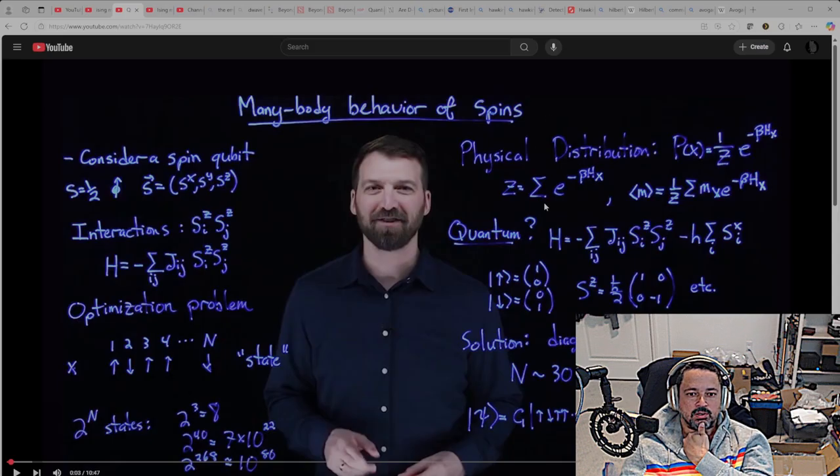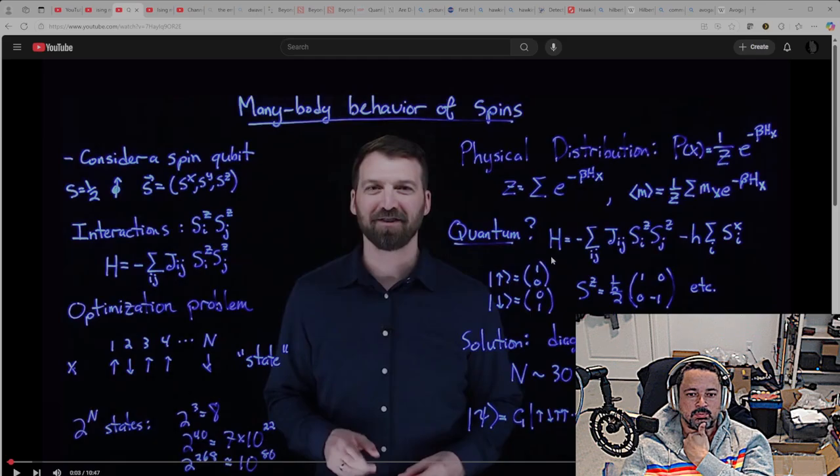Right, where Z is equal to the sum over the Boltzmann factors, and what is m here? I don't know. The mean position, I guess. So the mean of the distribution.